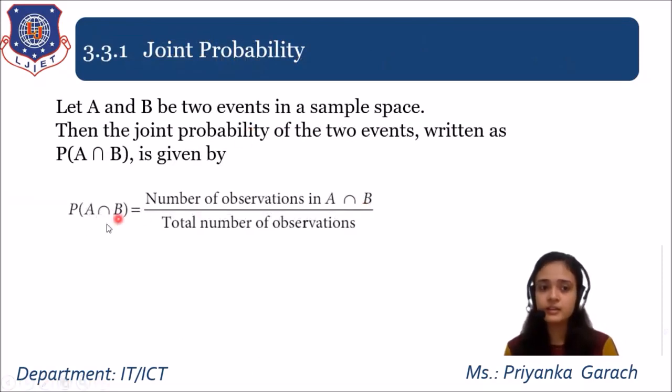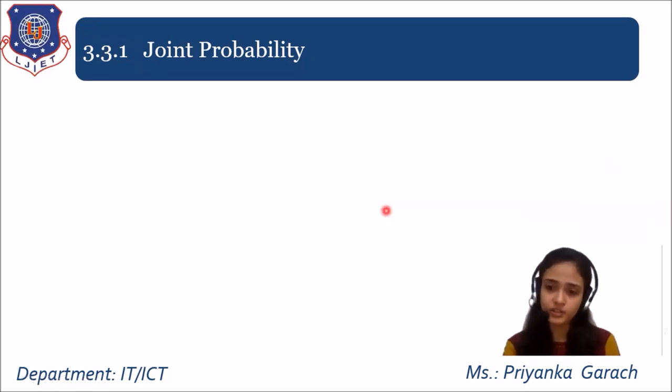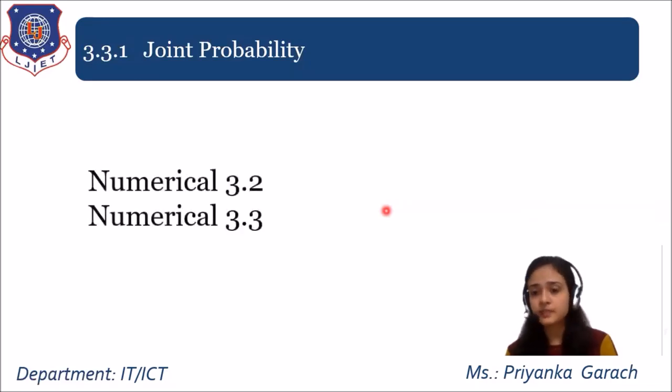Now the next one is the joint probability. So what is joint probability? Here we find the probability of A intersection B, where A and B are two events in a sample space. The joint probability is given as the number of observations in A intersection B divided by the total number of observations. Both events A and B intersect somewhere, and whatever the number is over there, that is the number of observations in A intersection B that we use, divided by the total number of observations. So let's see a numerical based on joint probability.